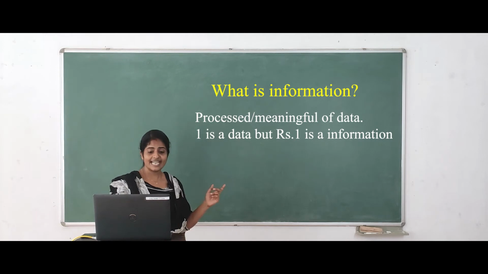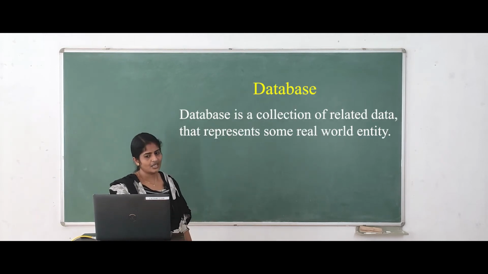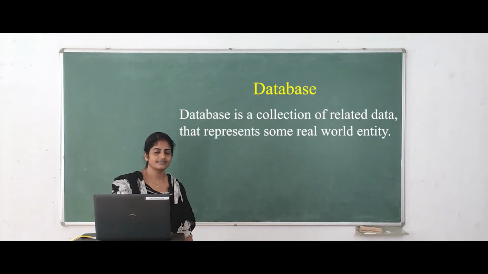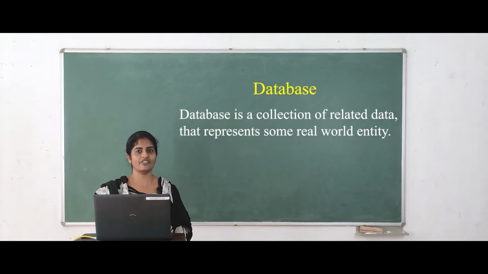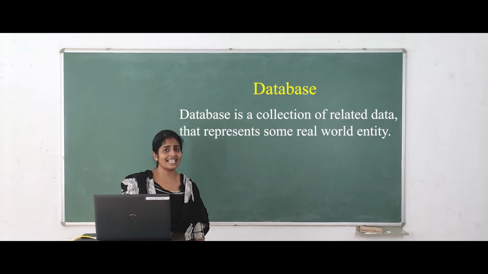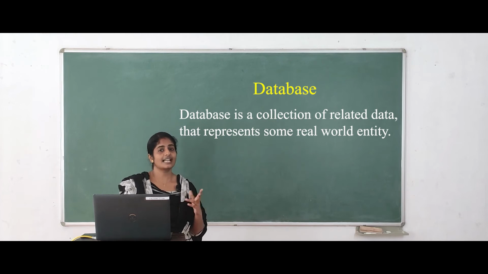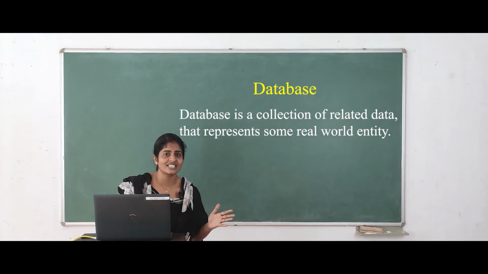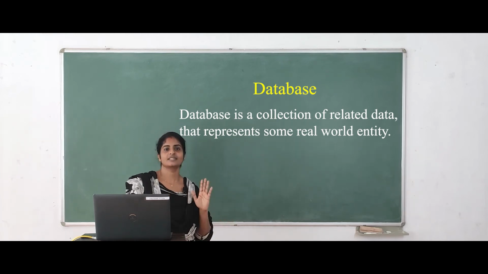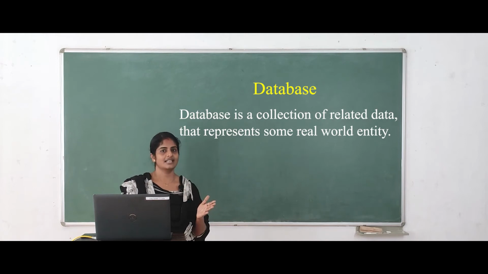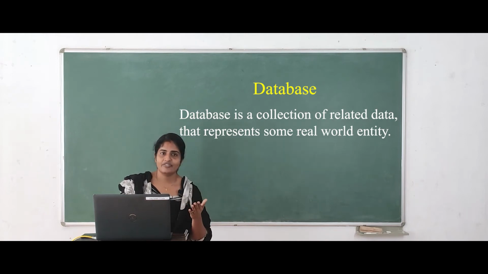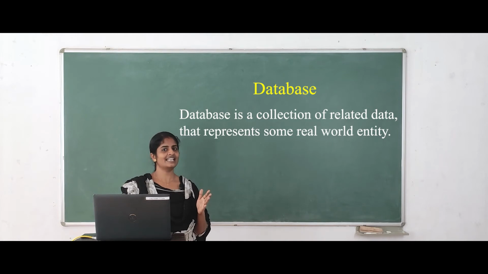The next term is database. What is a database? A database is a collection of related data. Why am I saying related data? I already said I have data 1 and another data 25. That is a collection of data, but it is not a collection of related data, so it is not a database. Suppose you take the example of a newspaper. It is a collection of related data, but it is not a database.